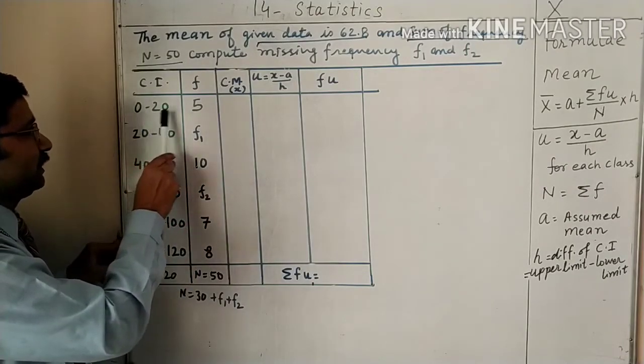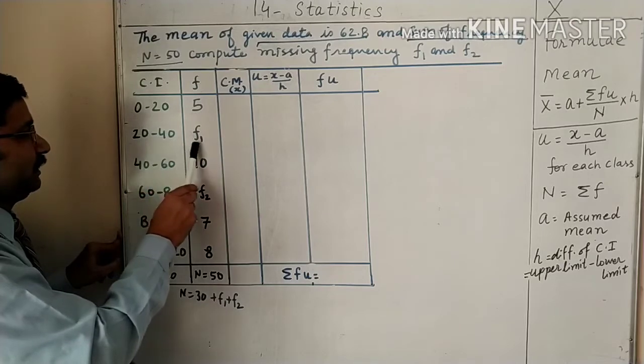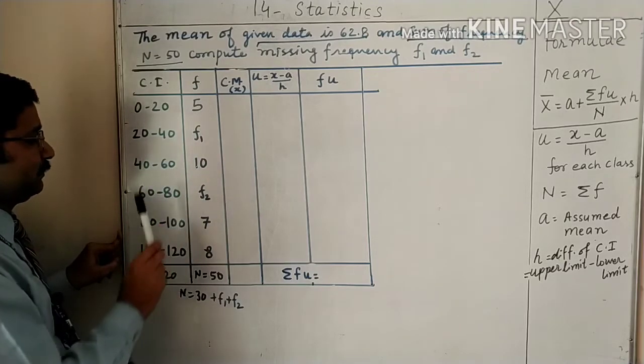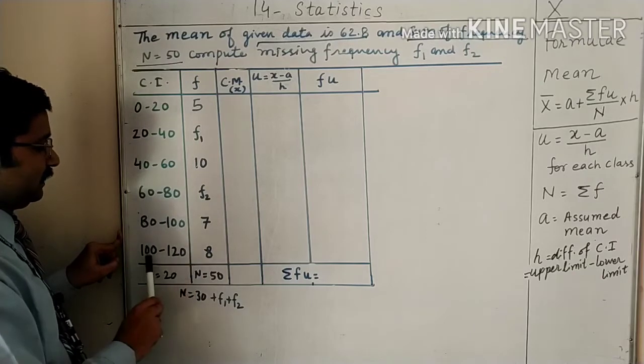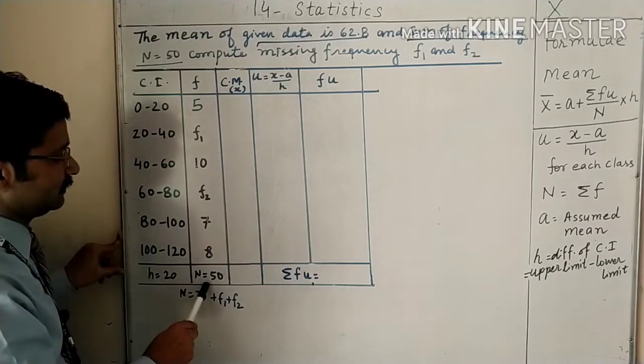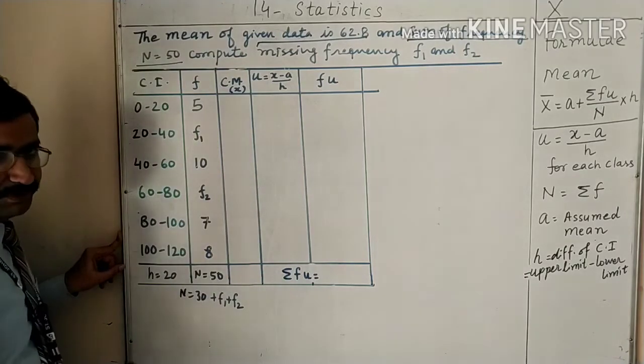Look here, for 0 to 20 we have 5, for 20 to 40 we have f1, 40 to 60 we have 10, 60 to 80 we have f2, 80 to 100 we have 7, 100 to 120 we have 8. So for that, the sum of f is given as 50. So we write here n equal to 50.